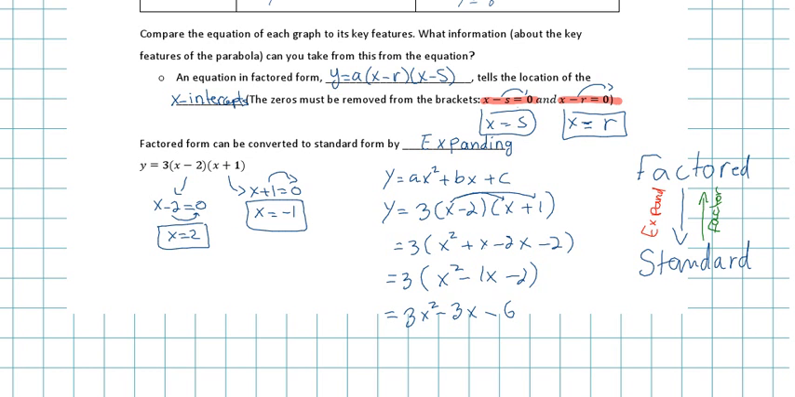What kind of information does the standard form give you? The y-intercept, which is negative 6. That's the only thing that the standard form will give you, is the y-intercept. See that? Okay?